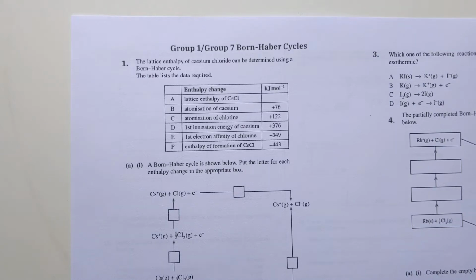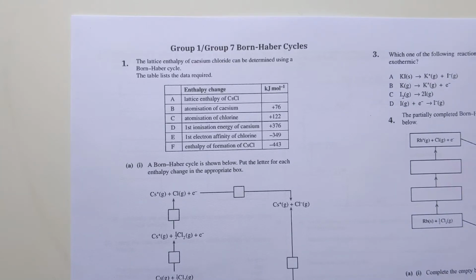So we're going to have a look at the first 6 questions in the past paper booklet for lattice enthalpy. The subheading for these questions is Group 1, Group 7 Born-Haber cycles. All that means is that these are questions based upon the first basic Born-Haber cycle we looked at in your notes in the third video.